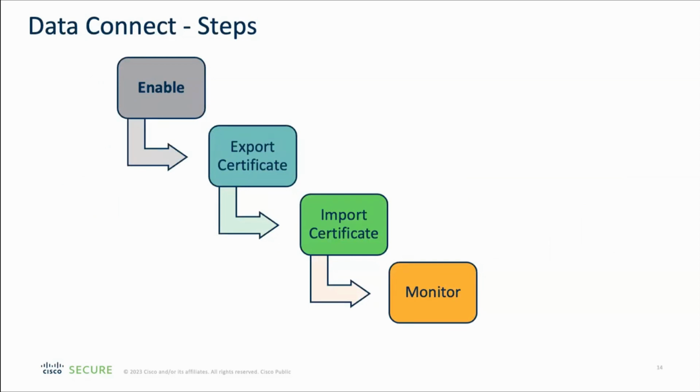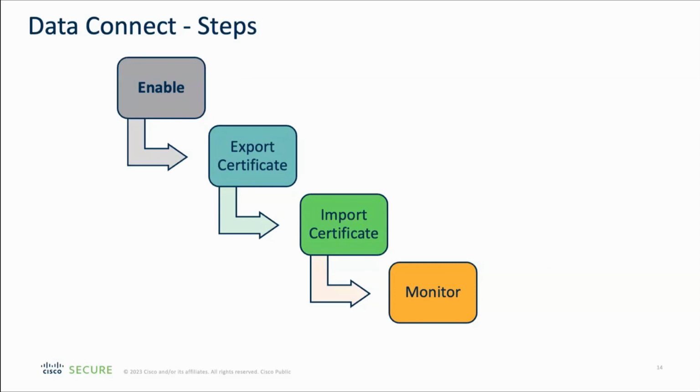We start with the first step. We need to enable it. As opposed to infrastructure monitoring, DataConnect is not enabled by default. So in this case, we need to go to the dashboard and enable it. Then we need to export the certificate. This certificate will be used for authentication purposes. Without the certificate, the connection won't happen.